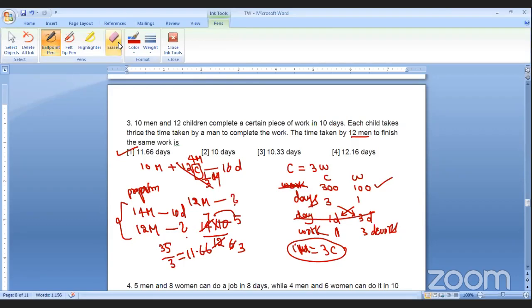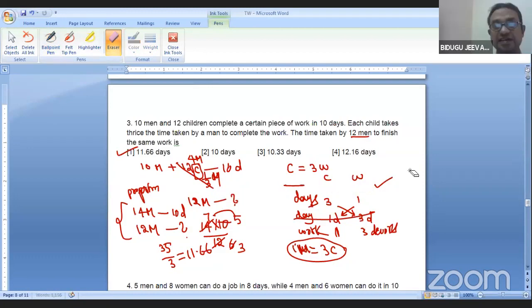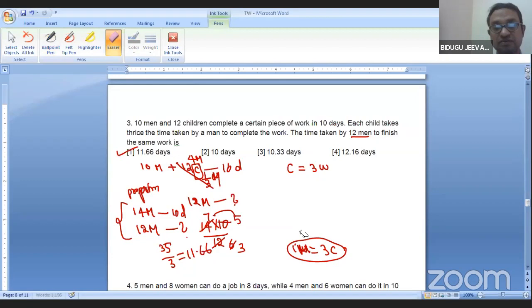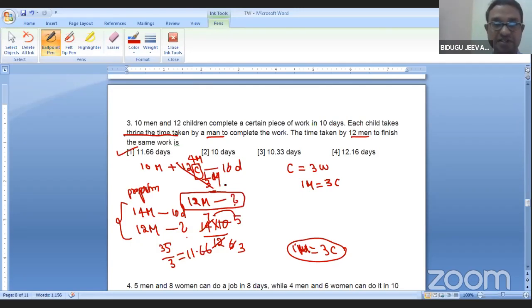See, the statement given is one man is equal to 3 child. It is given time taken by a man, right? 1 man is equal to 3 child. So the question is given 12 men, how many days? That means try to make every equation in terms of men. I want to change the child.